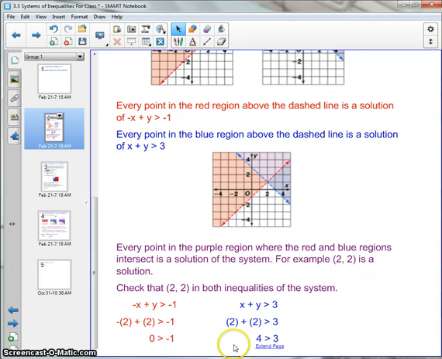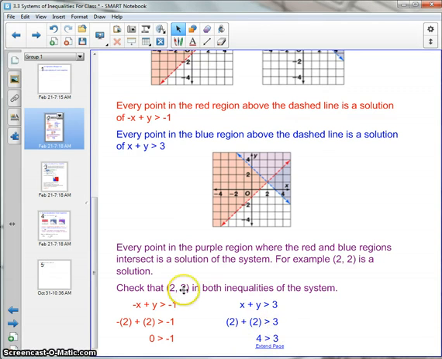Now let's check to see if it works in our second inequality. We have x plus y is greater than 3. That's our original second inequality. Plug in 2 for x and y. We have 2 plus 2 is greater than 3. Sure enough, 4 is greater than 3.